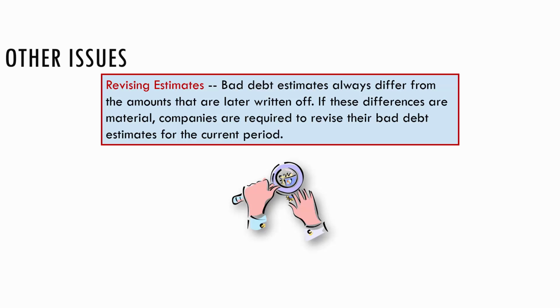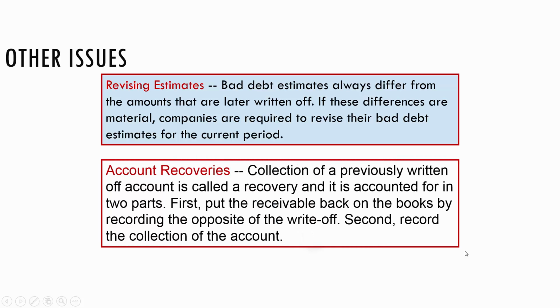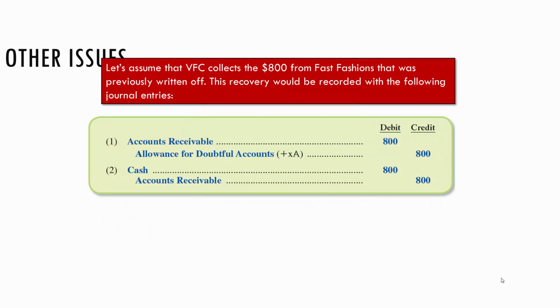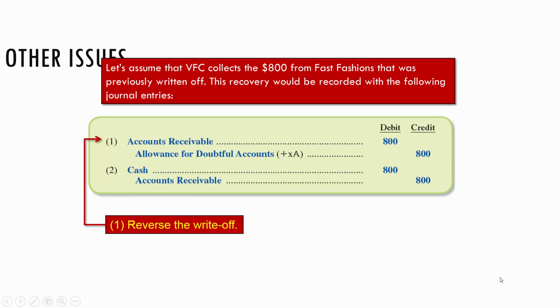If it's a big amount, and we call this material, so the expression is material, if it's a big amount that's off, then we need to go back and fix our journal entry and fix our financial statements. The other issue we have is, since we have written off an account, we remove that account balance. We have to reinstate the account if that customer did in the future pay us. And so we have an additional journal entry that you have to do if you've written off an account and then they pay us, and that is to reverse the write-off.